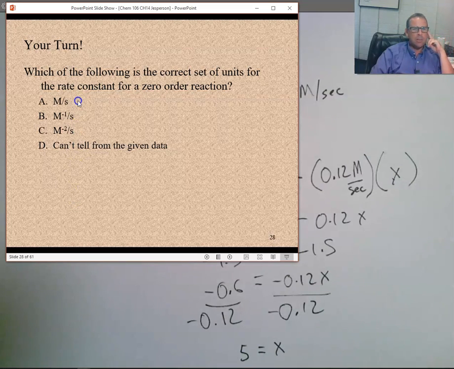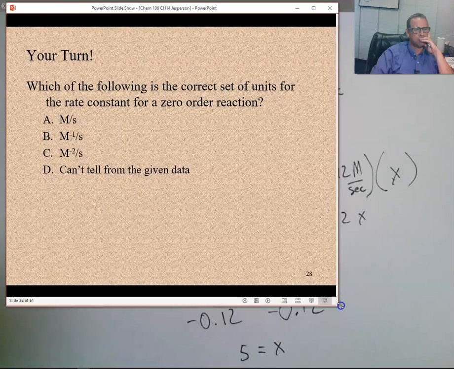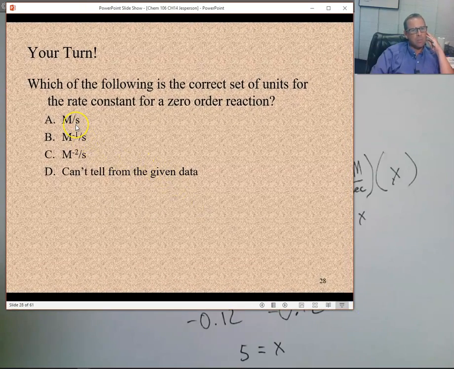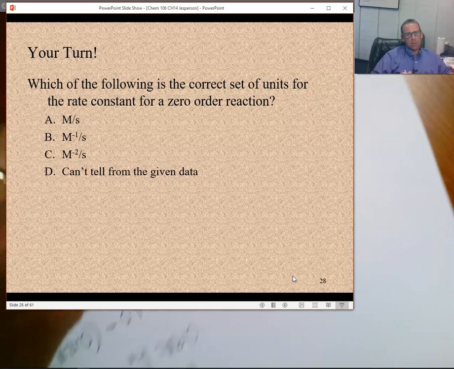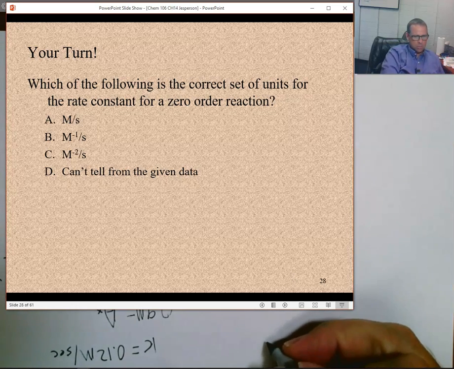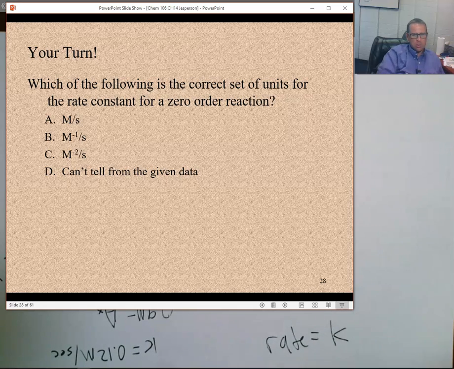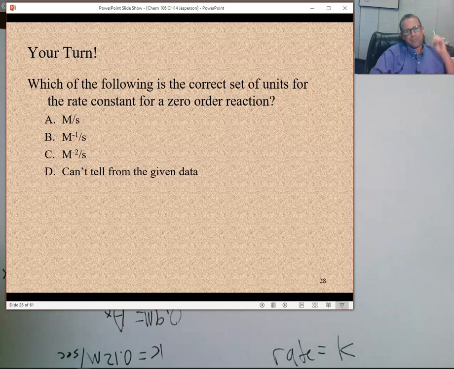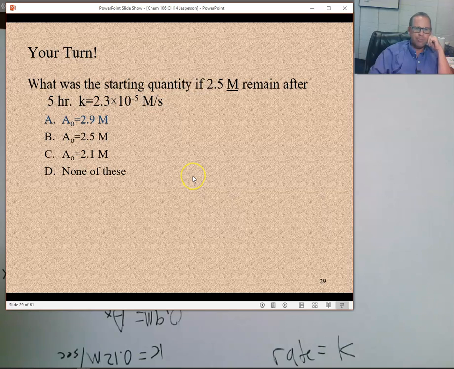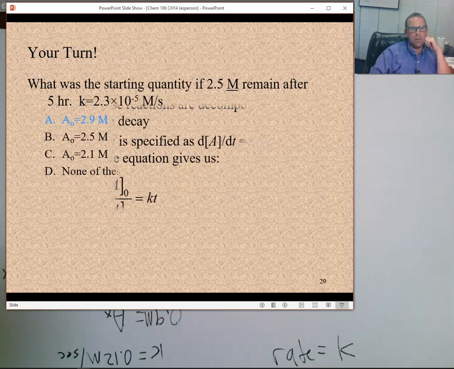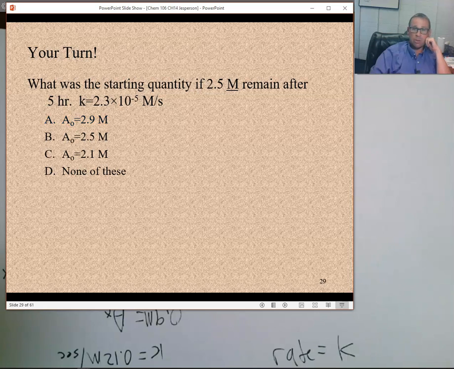Okay, so Alyssa, looking at this one, which of the following is the correct set of units for a rate constant for a zero-order reaction? I think it's A. That's right. It's molar per second, right? Because in a zero-order reaction, like we said, rate equals simply the rate constant. There's no concentration dependence on the reactants. Okay, very good. So, that's another problem there that you can try to work on if you want to.